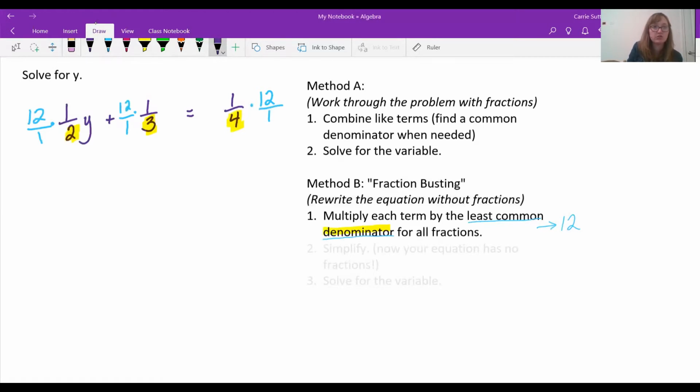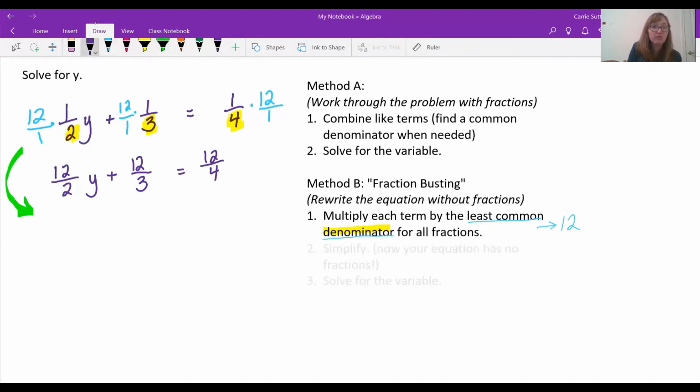If I multiply straight across the top, straight across the bottom, I get 12 over 2y. And then here we get 12 over 3. And then on the right-hand side, we get 12 over 4. Now, some of you might not write that in-between step. You might skip straight to this next step here, and that's fine.